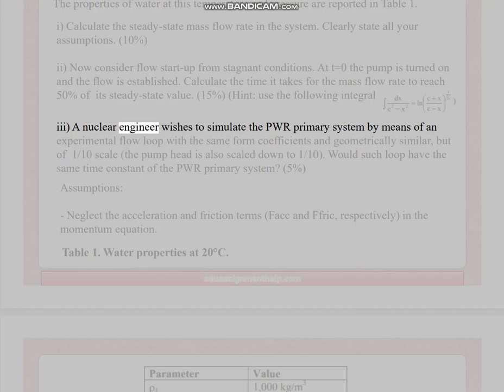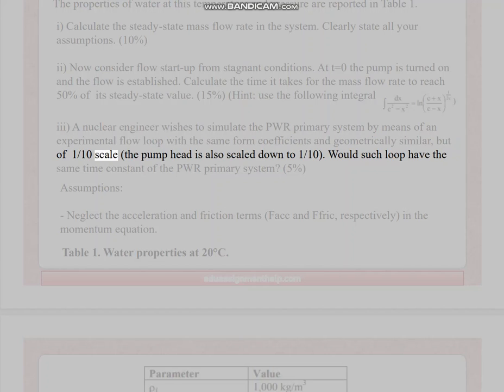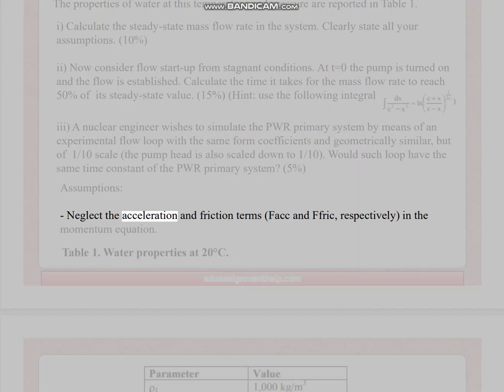3. A nuclear engineer wishes to simulate the PWR primary system by means of an experimental flow loop with the same form coefficients and geometrically similar, but of 1/10 scale. The pump head is also scaled down to 1/10. Would such a loop have the same time constant as the PWR primary system? 5%. Assumptions. Neglect the acceleration and friction terms, F_acc and F_fric, respectively, in the momentum equation. Table 1. Water properties at 20 degrees Celsius.